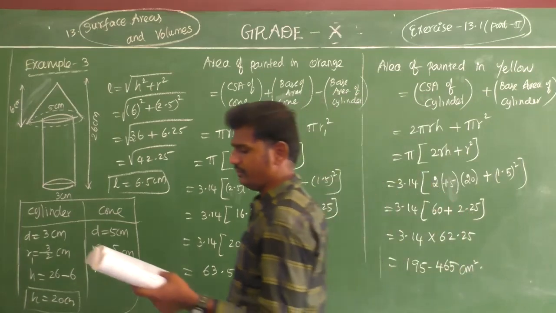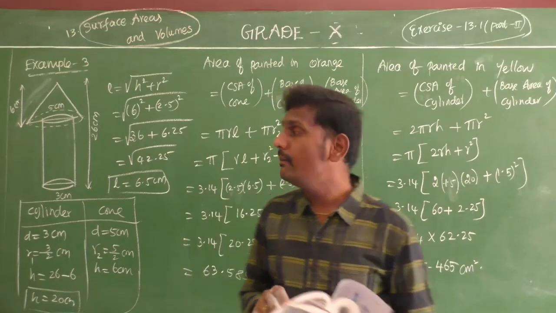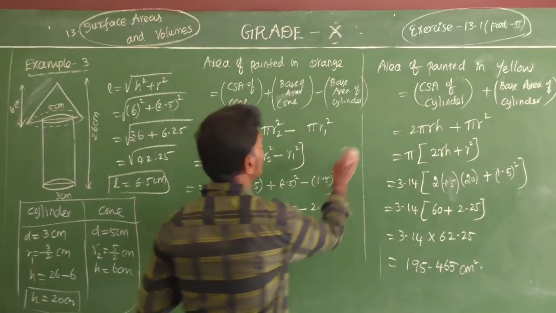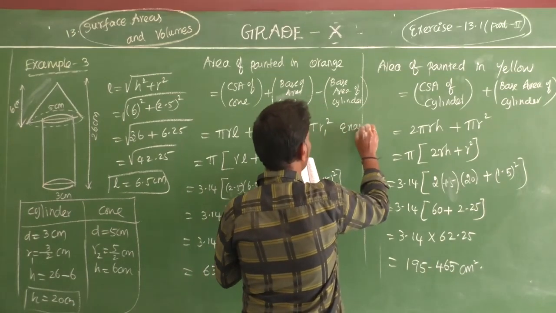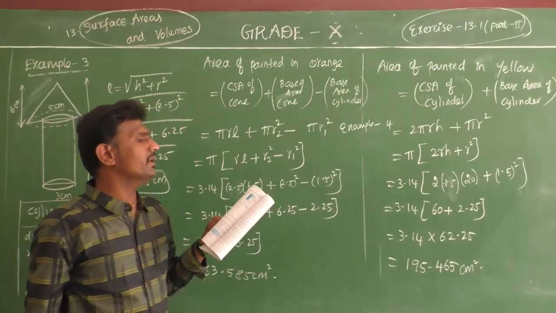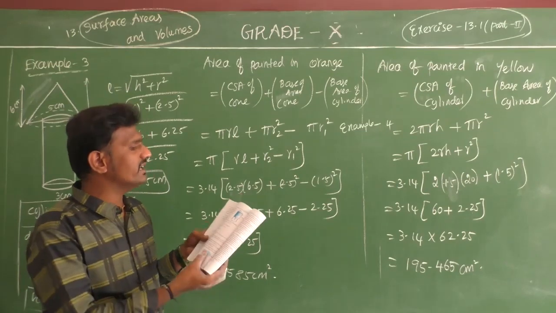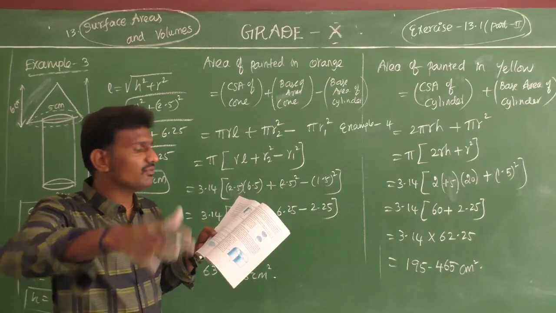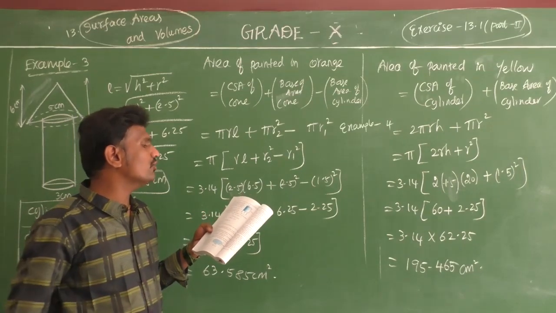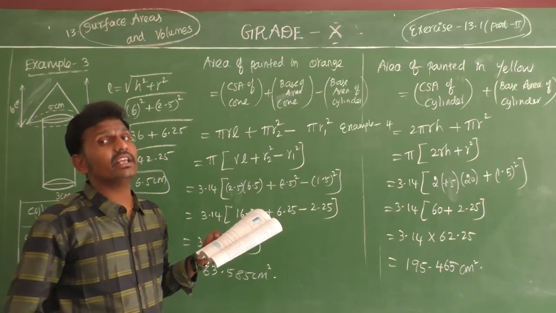And next, all the questions in exercise 13.1 we have completed. But you have homework, only two questions. Example number 4: Mohit made a bird bath for his garden in the shape of a cylinder with a hemispherical depression at one end. See the figure. The height of the cylinder is 1.43 meters and the radius is 30 centimeters. Find the surface area of the bird bath.